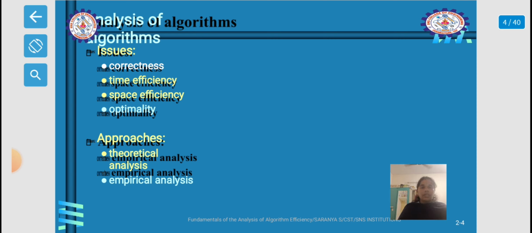The analysis of the program is about how often it should be executed. We have to identify the basic operations. They are the most time-consuming operations in the process. The issues in the analysis of algorithms are correctness, time efficiency, space efficiency, and optimality. The approaches are theoretical analysis and empirical analysis.